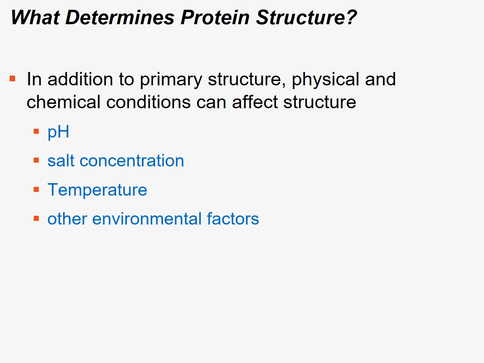Now, other things can affect protein structure and determine what the protein structure is. So in addition to changes in the primary structure, physical and chemical conditions can affect the structure and ultimately the function of a protein. Most proteins have a preferred pH in which they work best. Some of them have a preferred salt concentration, some have a preferred temperature, and sometimes there are other environmental factors at play. Now, if there's any change in pH or salt concentration or temperature, then this affects the function of the protein and sometimes the structure of the protein.